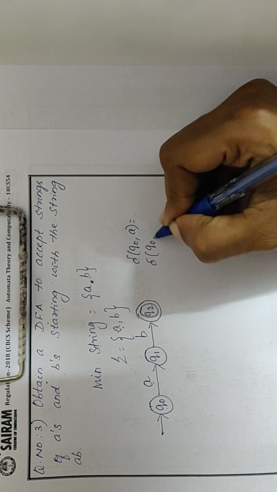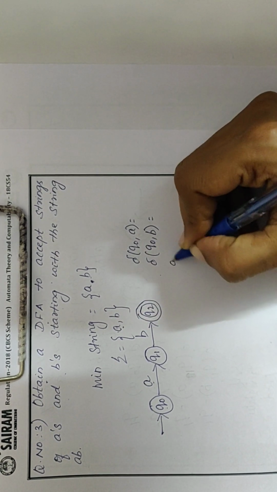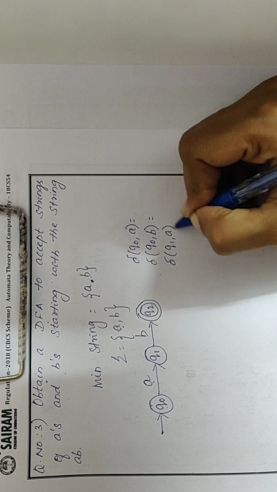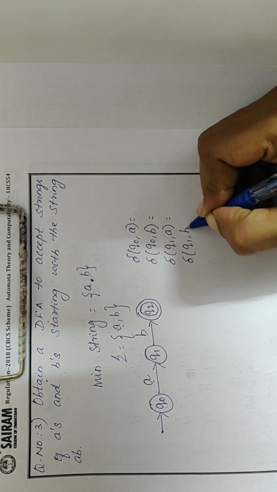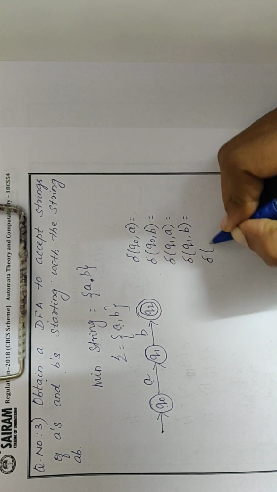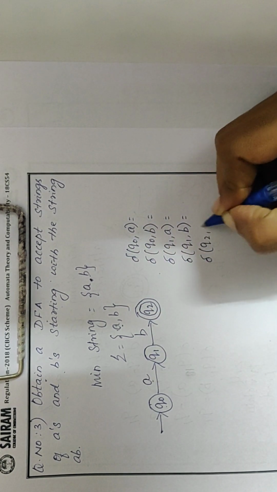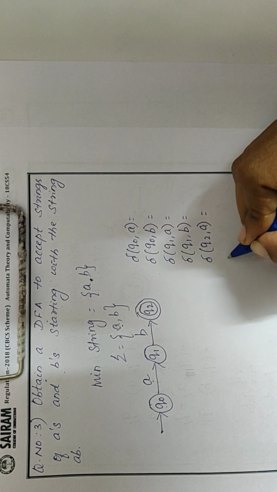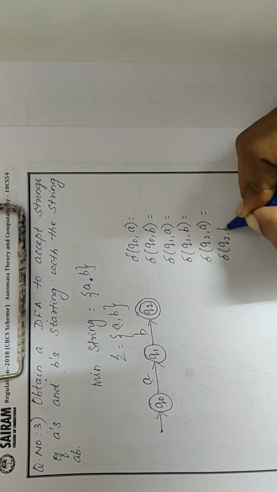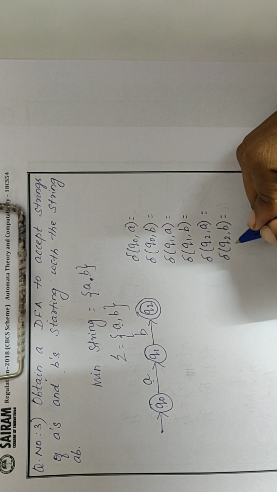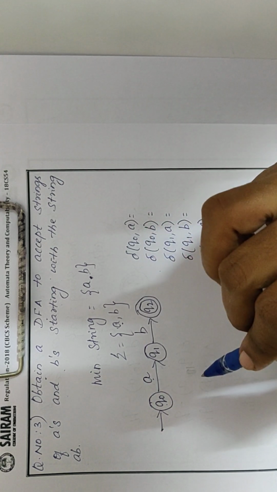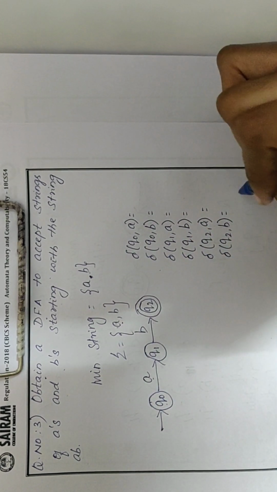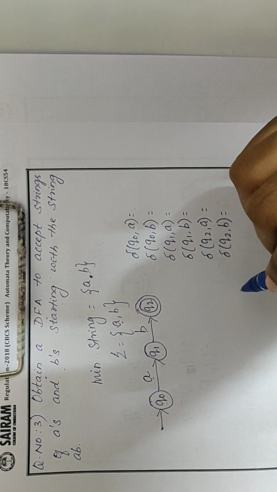So I will write Q0 comma B. Next it is Q1 comma A. Next it is Q1 comma B. Next it is Q2 comma A, and Q2 comma B. Now see the diagram and fill. Whichever transitions are available in your diagram, you can fill them. The remaining you have to find.